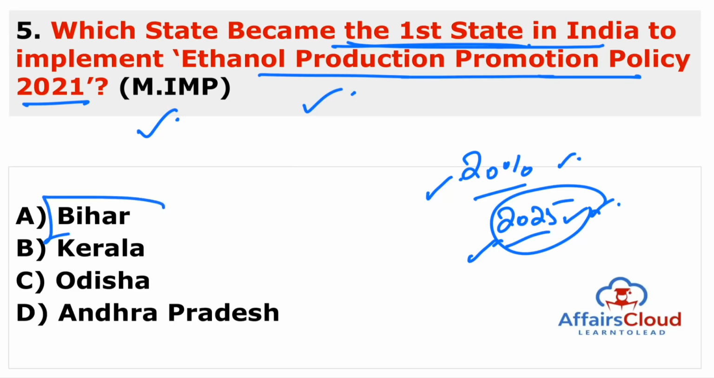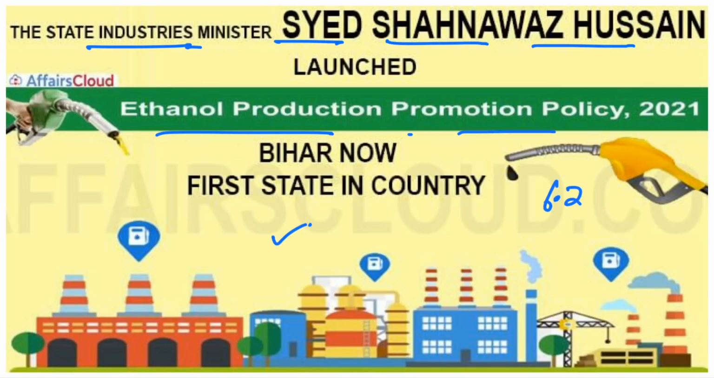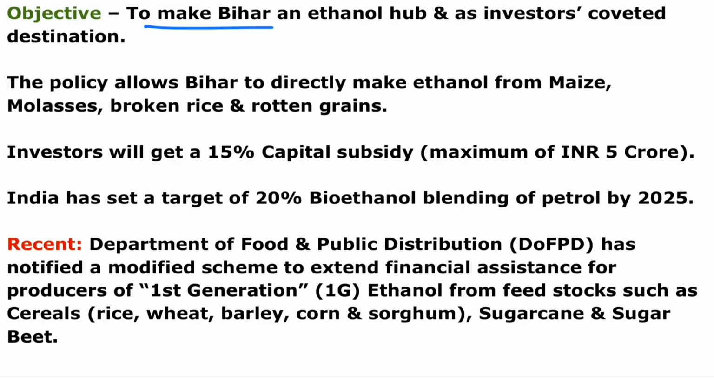And this state is, guys, Bihar. So remember the name of the state, it is Bihar. And you can see here, State Industries Minister Syed Shahnawaz Hussain launched the Ethanol Production Promotion Policy of 2021, and Bihar became the first in the country. Currently we are blending bioethanol in petrol at just 6.2%, but we have to achieve 20% by 2025. The main aim of Bihar is to make it an ethanol hub and an investor-friendly destination.